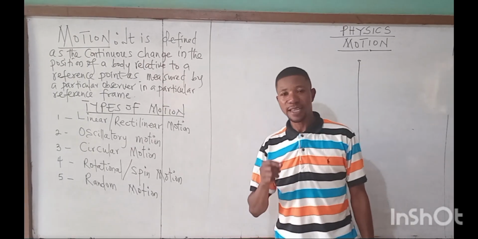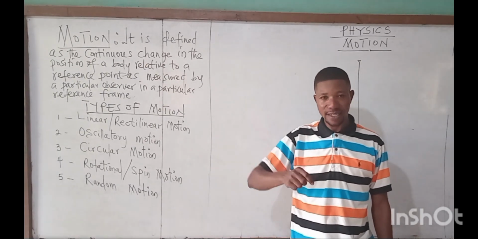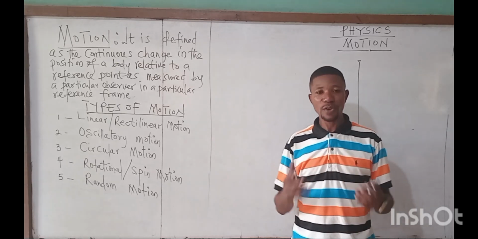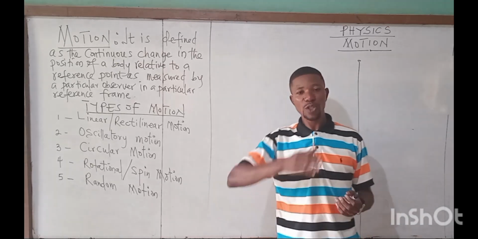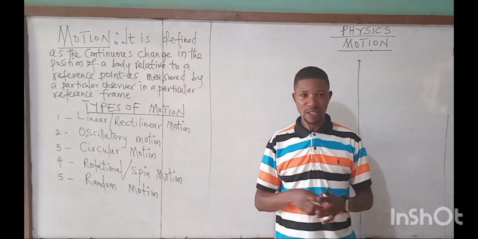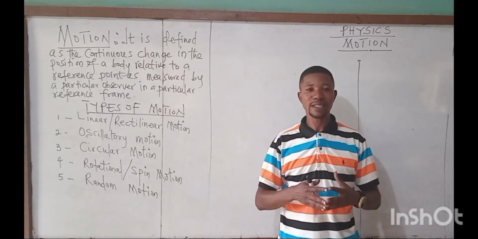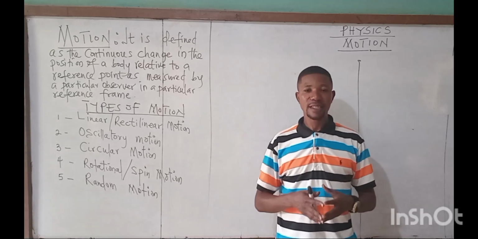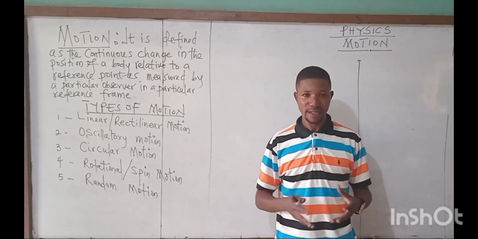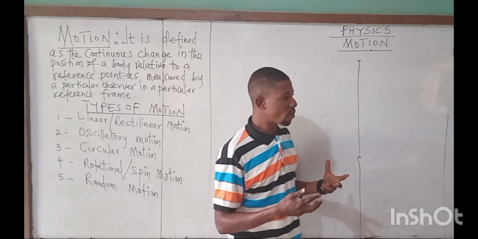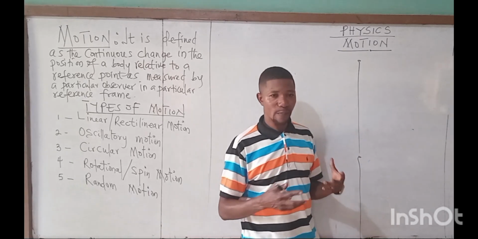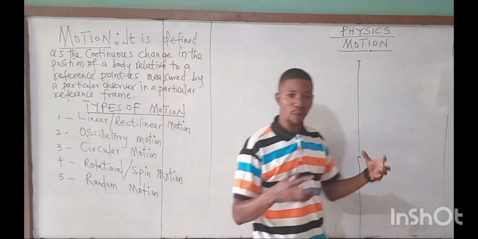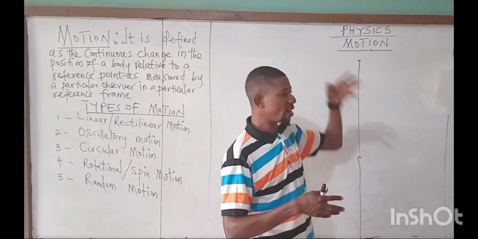Random motion is the haphazard or non-directional type of motion exhibited by a body. In random motion, the body has no specific direction of movement. It moves haphazardly or it is non-directional. An example of such motion is the movement of a drunken man staggering about. When someone is drunk to stupor, the person begins to stagger, move up and down, move this way. So it is random, it is non-directional. The person doesn't have a specific direction.